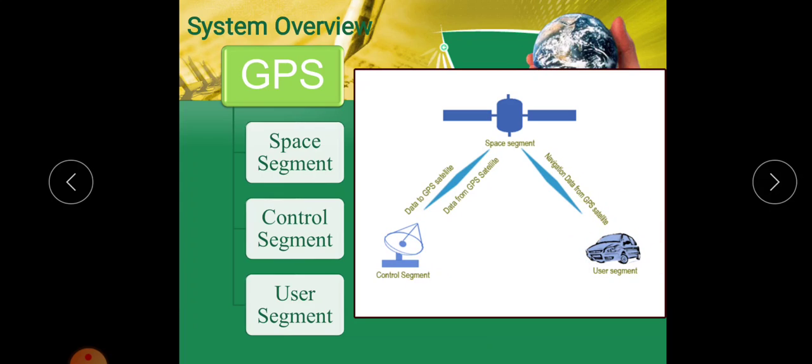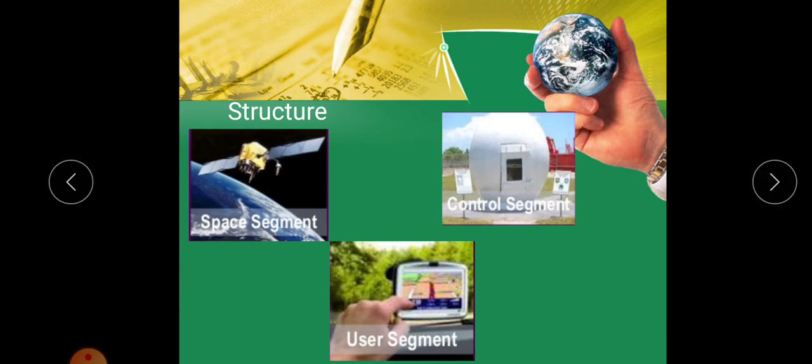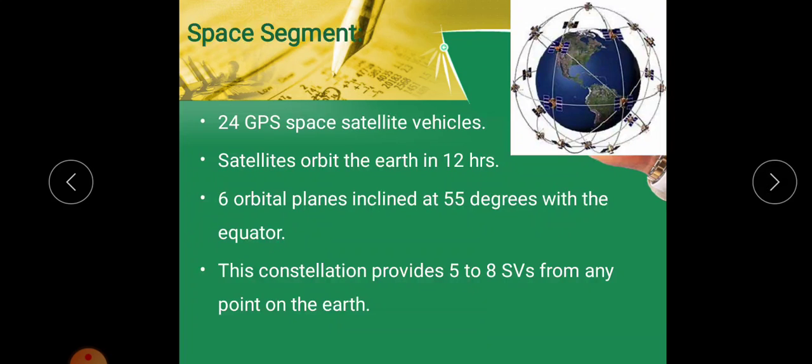So we can discuss one by one. Space segment means there will be a number of satellites, that is 24 satellites, and the data from this space segment or GPS satellite will be transferred to the control segment, and also the data from the control segment will be transferred to the space segment. Also the data from the space segment is collected by our user. So the first component is space segment.